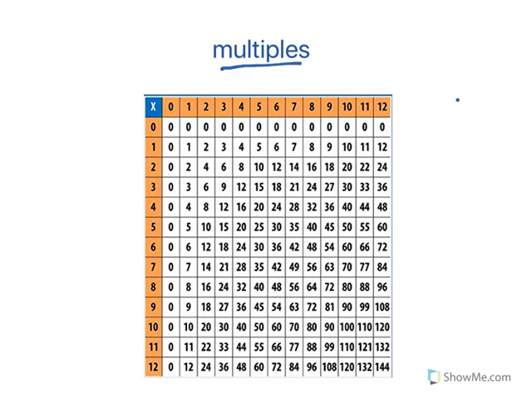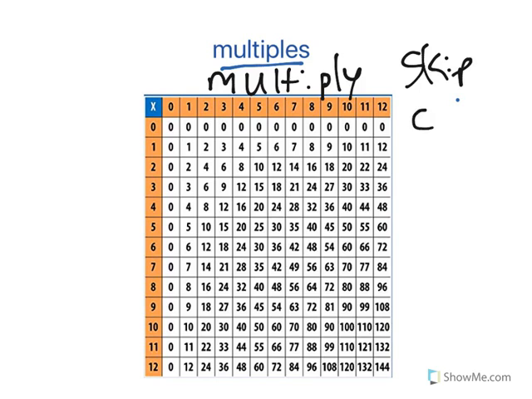When we see the word multiples, one thing that we could do is think about the word multiply. A multiple is basically the same thing as skip counting. So, when we are looking for multiples, we need to think about our starting point. If my starting point is 5, I can see that multiples of 5 would be 10, 15, 20, 25, 30, 35, 40.